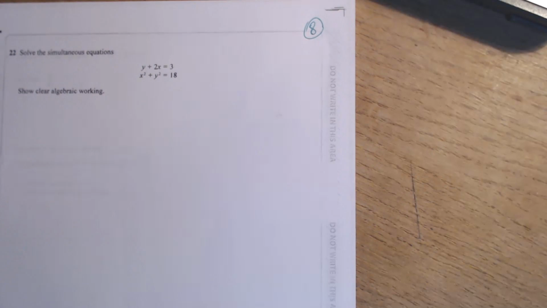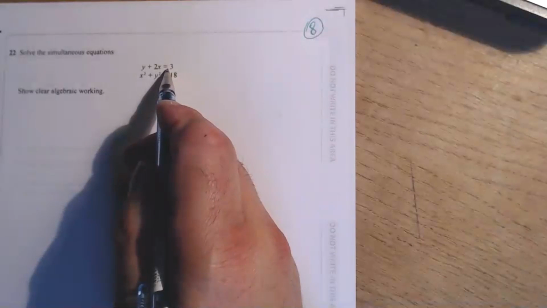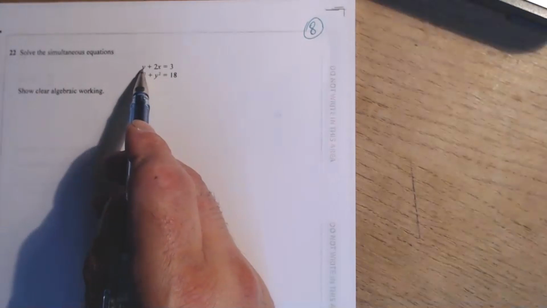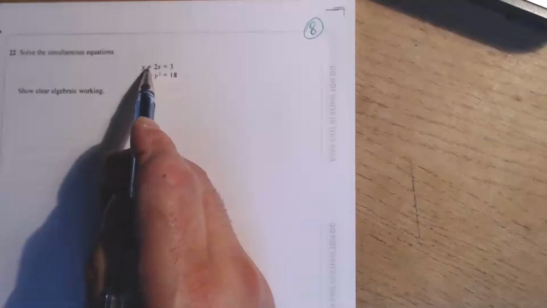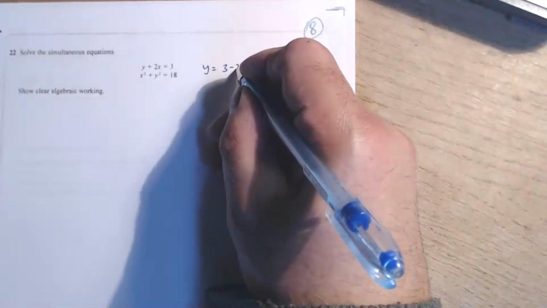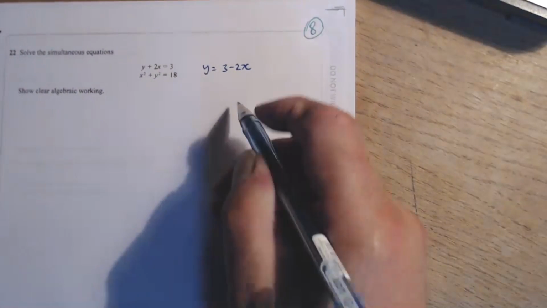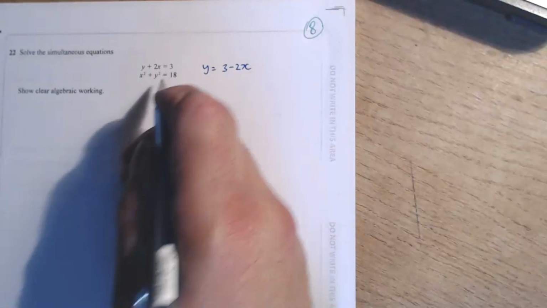So how do you do that? Well, step 1, take your linear equation and rearrange it to make either x or y the subject. Now, clearly, y is already on its own, so it makes sense for us just to take away 2x from both sides here. So we get y equals 3, take away 2x. Now, we then take this and we substitute this into the non-linear equation.